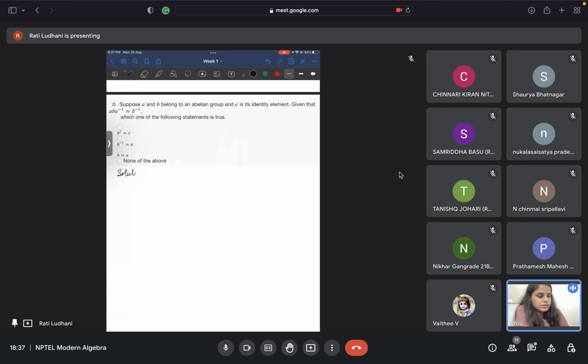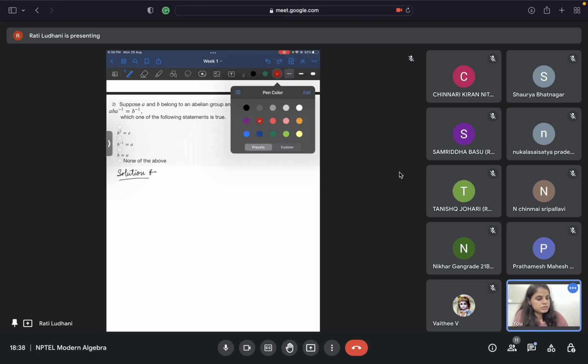Okay, let's see the other question. Suppose A, B belongs to an abelian group. So you have some abelian group. Let's say G is that abelian group. Okay, we can change color now. We're using blue. So let's say G is that abelian group.